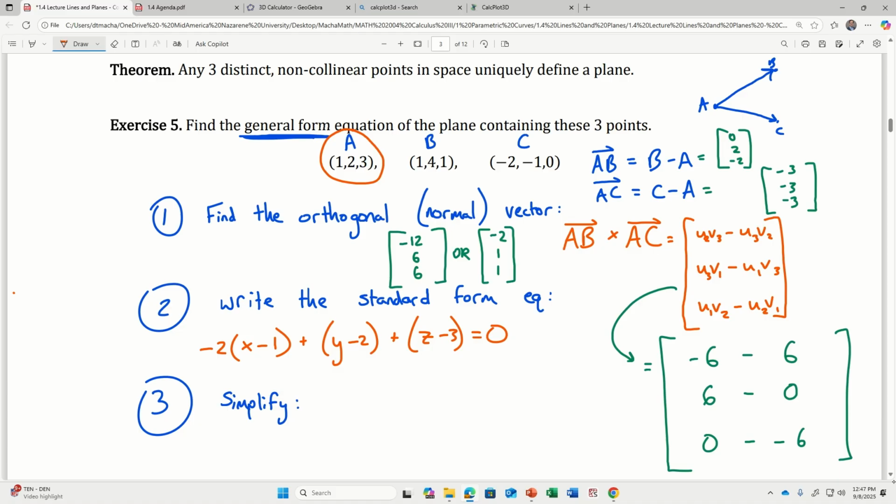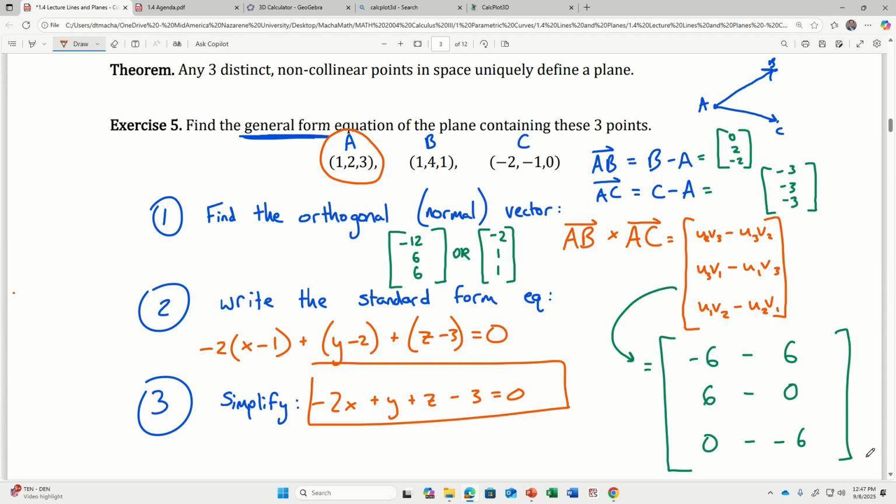Okay, and then simplifying means I distribute the negative 2, and I've got a plus 2 here, a minus 2 here, and then minus 3 equals 0. So that's the general form. And let's try it out.